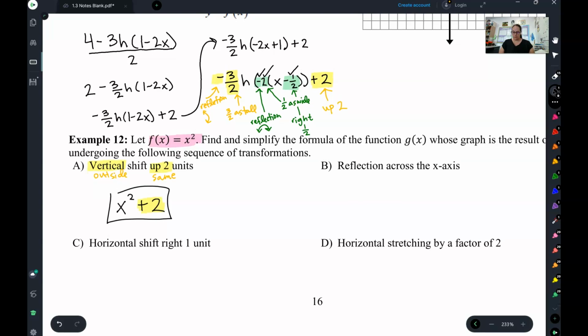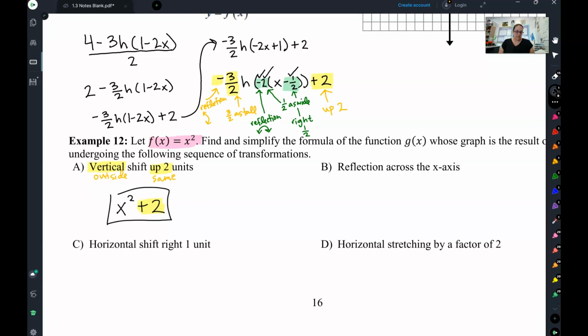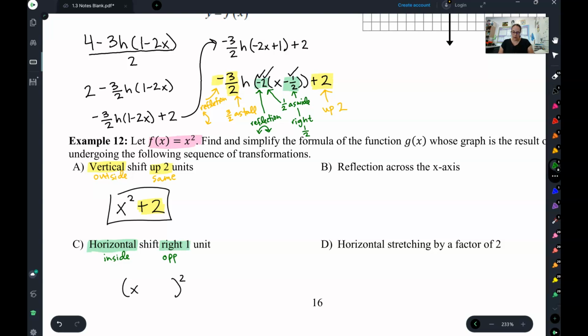Okay, let's do an example. I'm actually going to do C next. This is horizontal, so that's side to side. So this is an inside, right 1. And remember, inside is always opposite. So right you would think would be plus, but I actually want to go inside and do a -1. Now, what this means inside is inside the squared. So we have x squared here. Inside the squared, I want to do right 1, opposite, -1. So there's our right 1.